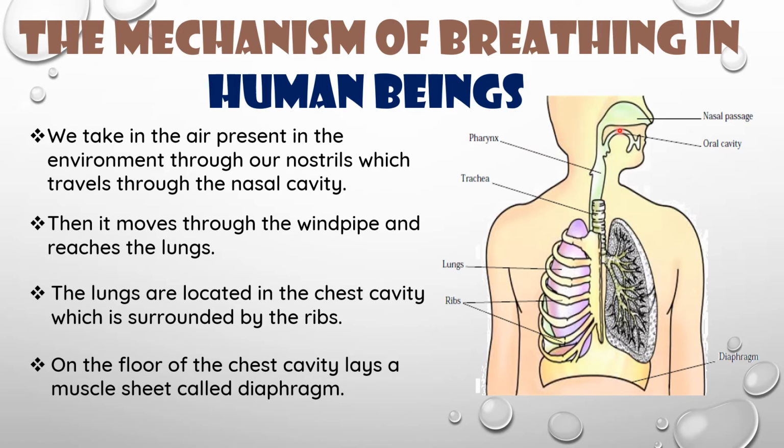So this is the first part of the mechanism of breathing in human beings. First, air passes through the nostrils, the nasal cavity, and the windpipe, and comes to the lungs. The lungs are protected by the ribs or chest cavity, which is surrounded by the ribs. On the floor of the chest cavity lies a muscle sheet called the diaphragm. So this figure is also very important.